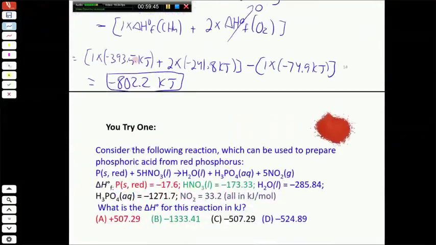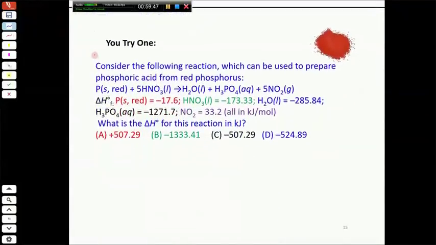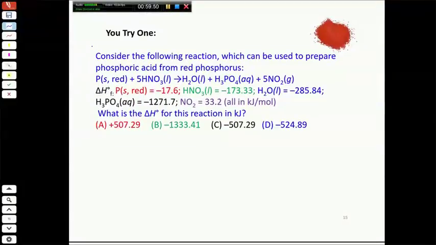Okay, so let's just do one more. We have this reaction which can be used to prepare phosphoric acid. Here we're using what's called red phosphorus, which is just monoatomic phosphorus. So phosphorus plus nitric acid to make water plus phosphoric acid plus NO2. And we want to know what is the delta H for this reaction in kilojoules.